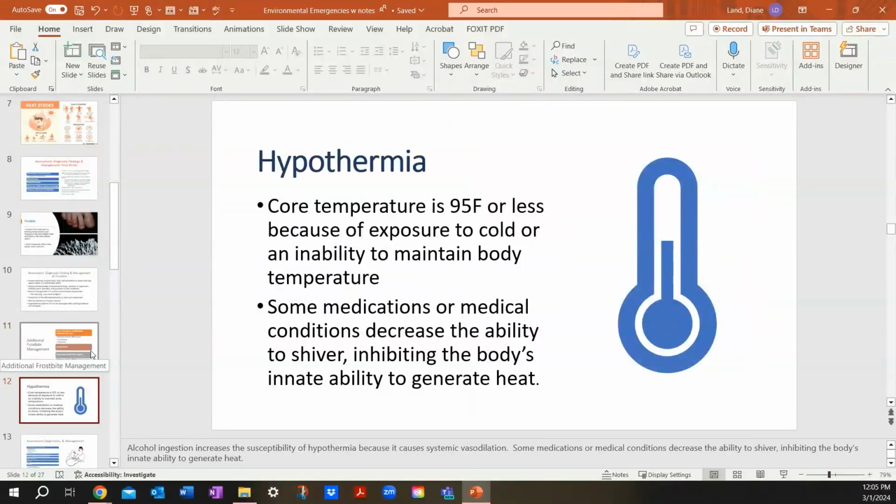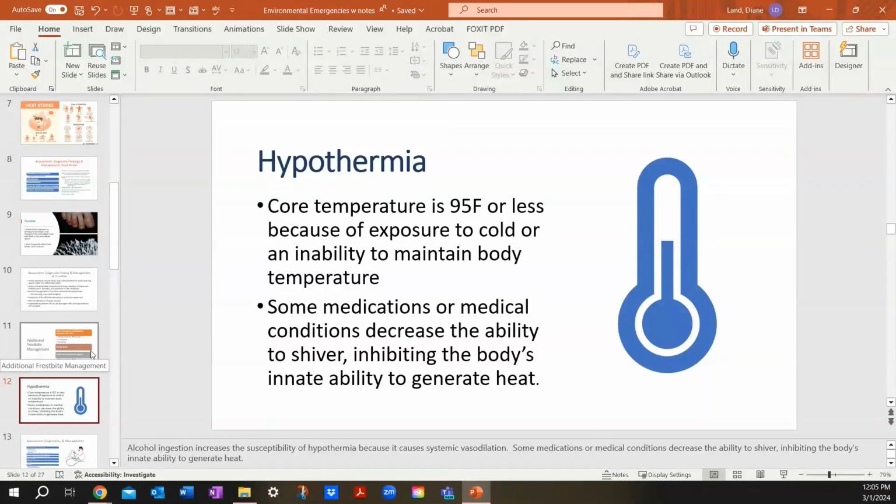Now, moving on to hypothermia. The core temperature is 95 degrees or less. So their body temperature is 95 or less. I mean, we're 98.6 technically, give or take 1 point, or less because of exposure to cold or the inability to maintain the body temperature.